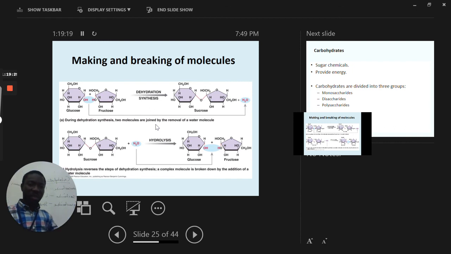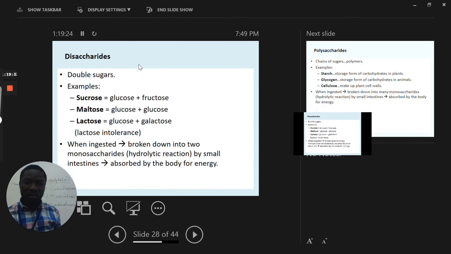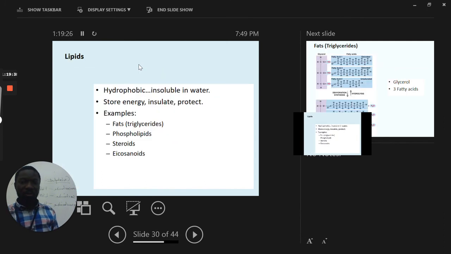Let's go. Lipid is hydrophobic, you know that already, right? We've talked about it. It stores energy. Now, I hope you know that lipid supplies more energy, about 2.5 times more. Lipid gives you more energy than what carbohydrate gives you. The only thing is this.